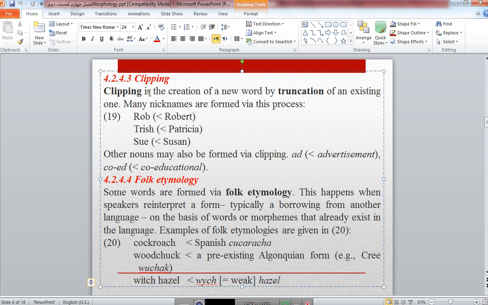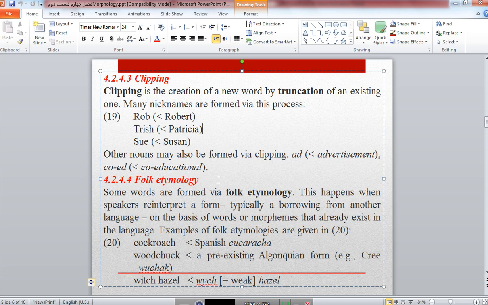So this is another derivational process. This is clipping, shortening the word, and by clipping we can produce many new words in many languages. This is the third of the derivational processes for producing new words. The fourth one is folk etymology.